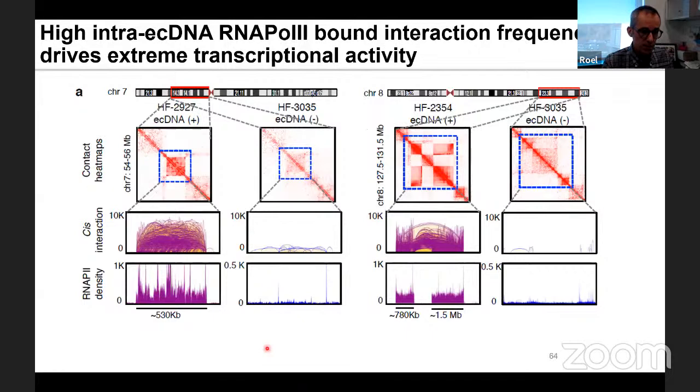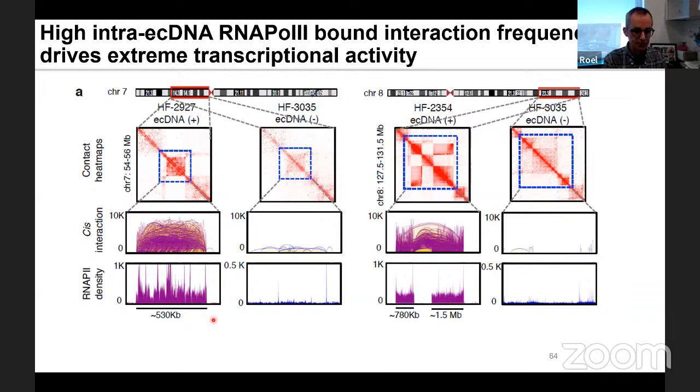So here's the ChIA-PET signal for two ecDNAs, one in HF2927 and another ecDNA in HF2354. The HF3035 signal of the same locus is shown here for comparison. So this is zooming in on an EGFR amplification, respectively a MYC amplification. And there's a lot of ChIA-PET signal for this particular locus. There's even a complete hairball plot, suggesting that within ecDNAs, there are many interactions. And intuitively, this makes sense. I picture this as ecDNAs floating around in the nucleus and bumping into each other or forming hubs. Therefore, it's totally reasonable to expect lots of ecDNA-ecDNA interactions.